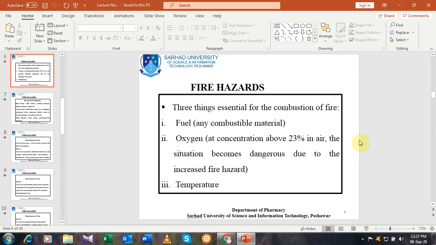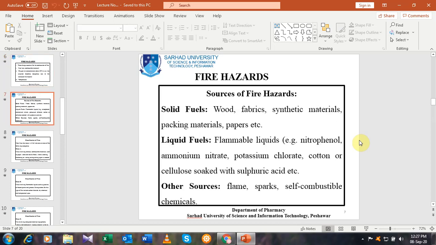Oxygen is at a concentration of about 23% in the air. The situation becomes dangerous due to increased fire hazard and temperature. These three things are mandatory for the combustion of fire. And then we have detailed the sources of fire hazard in the workplace. The three main sources: solid fuels, liquid fuels and other sources.